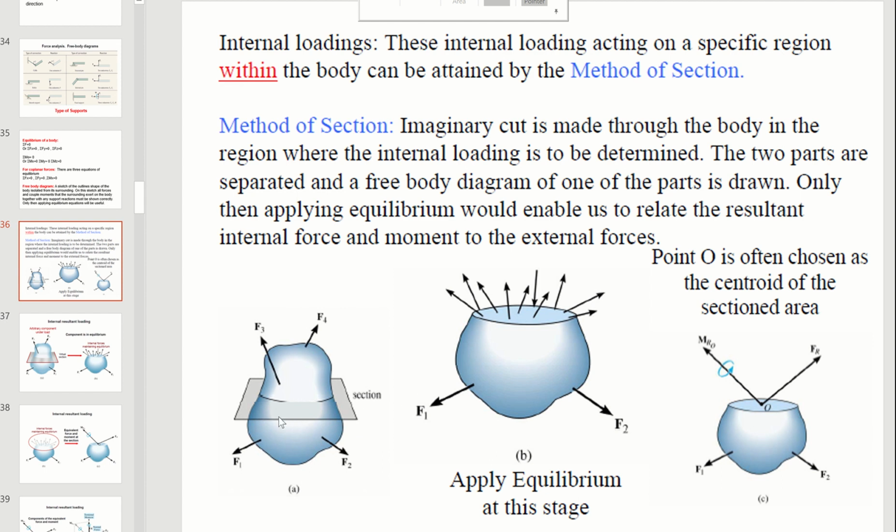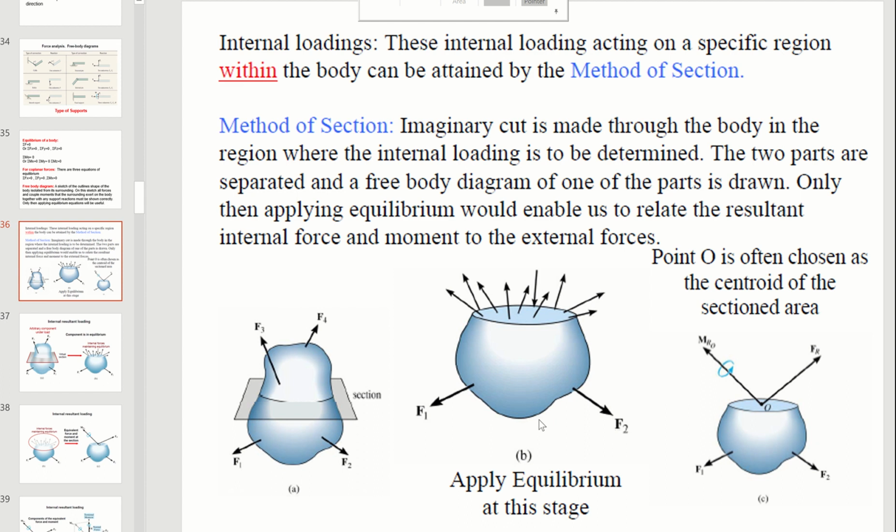When you cut it, you have 2 sections, right? You have top and bottom. Obviously, here we are choosing the bottom one. Of course, be aware you can do either one, top or bottom. So let's look at the FBD for this bottom section. We still have the external forces, F1, F2.